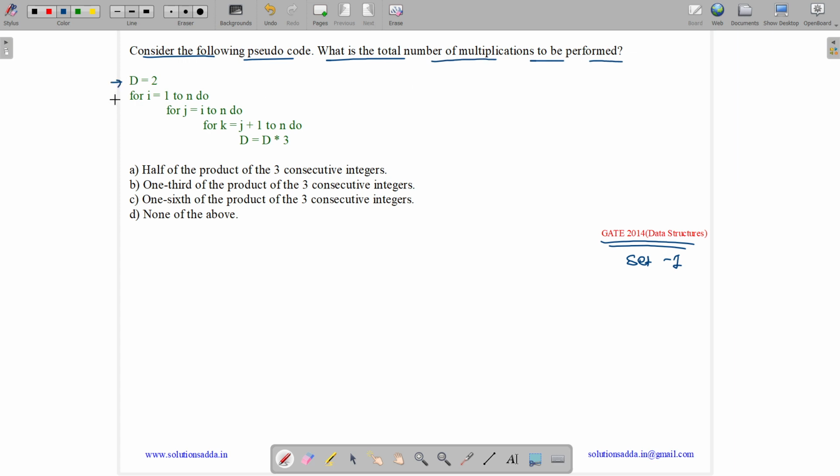Where we have d equals 2, then we have for i equals 1 to n do, for j equals i to n do, for k equals j plus 1 to n do, d equals d into 3. So here we are multiplying d by 3 each time, and we have to find the number of multiplications. Options are half of the product of 3 consecutive integers, 1/3 of the product of 3 consecutive integers, 1/6 of the product of 3 consecutive integers, and none of the above.